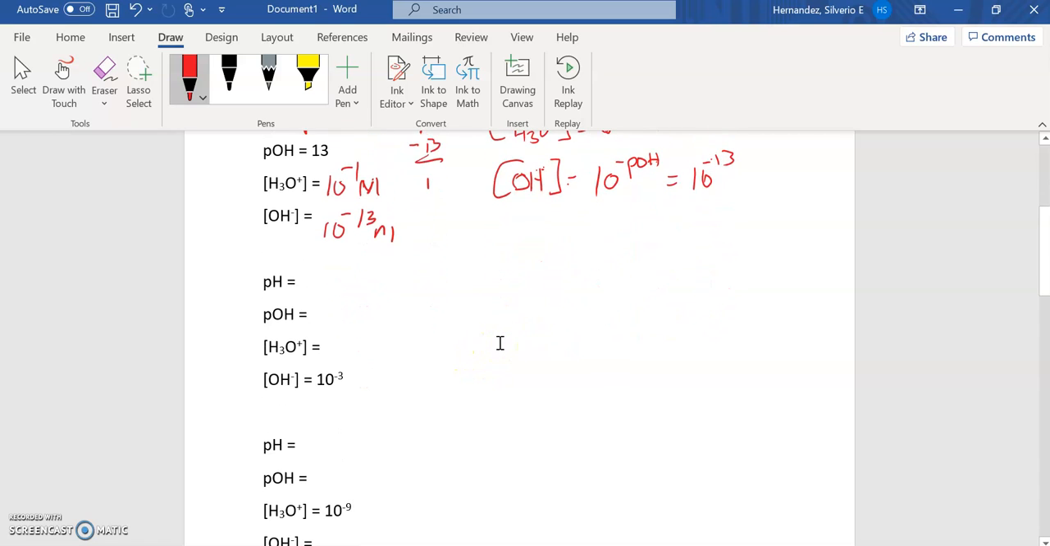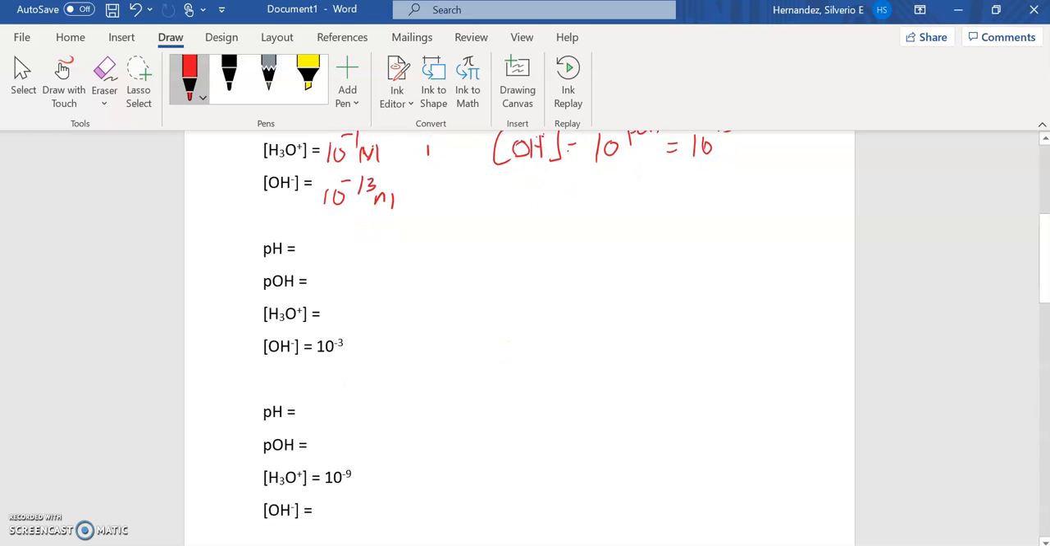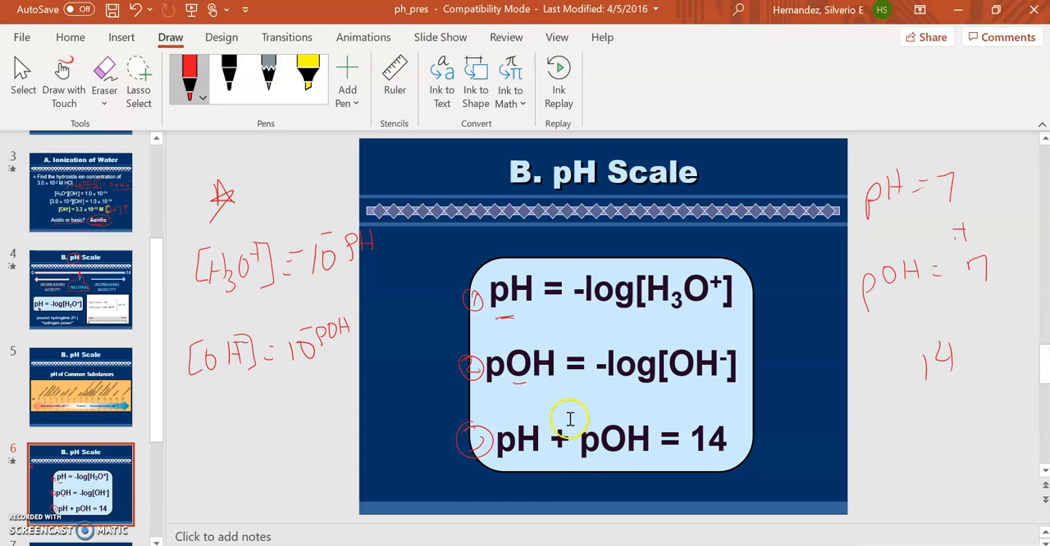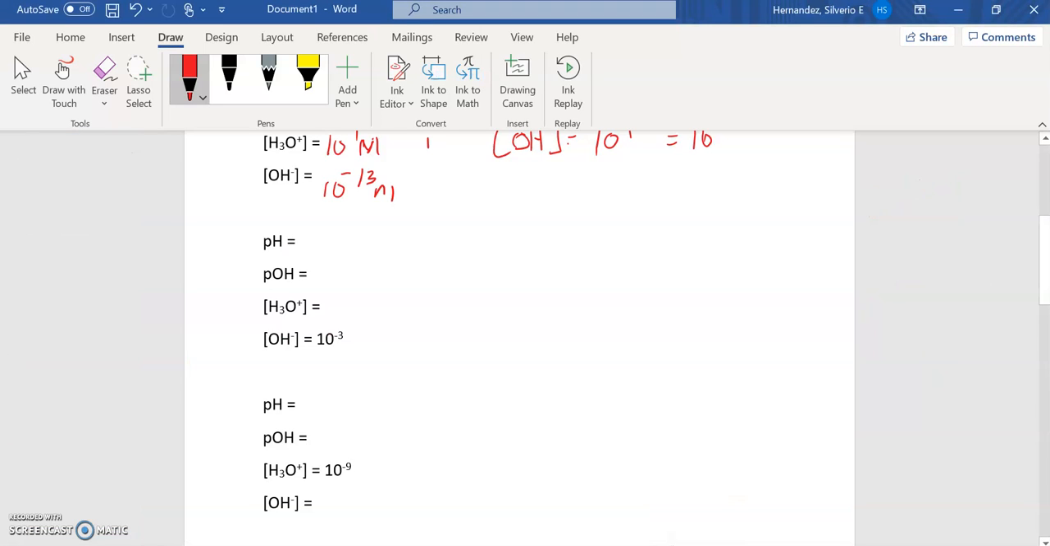Down here, they give me a concentration of the hydroxide ion of 10 to the negative 3. So in this case, I'm going to use this equation, which I'll bring back up here. To determine the value of that pOH, I'm going to use the negative log of the concentration. So here, pOH is equal to the negative log of 10 to the negative 3.